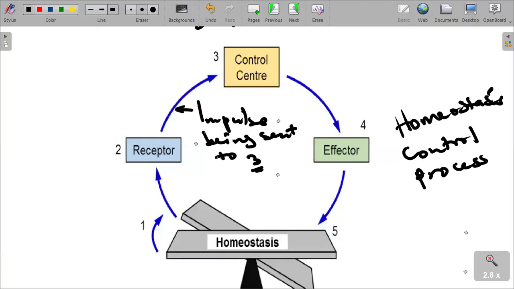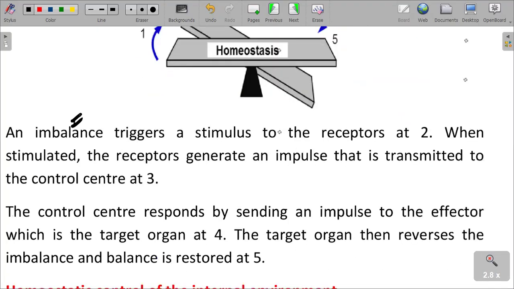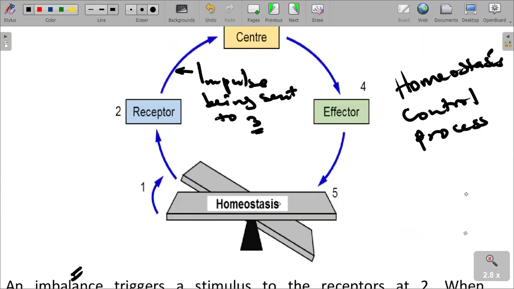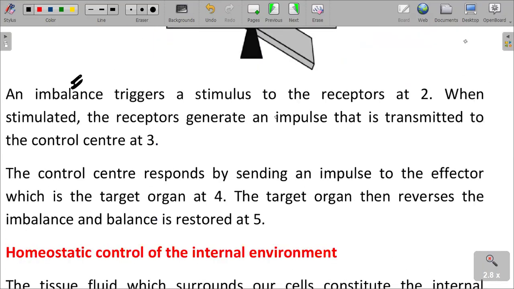So the control center, what does it do? The control center responds by sending an impulse to the effector, which is the target organ at 4. The target organ then reverses the imbalance, and therefore balance is restored at 5.